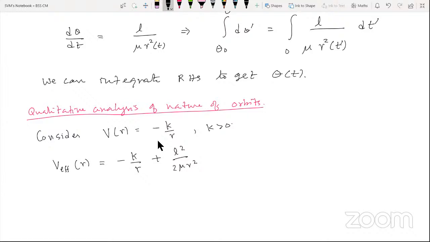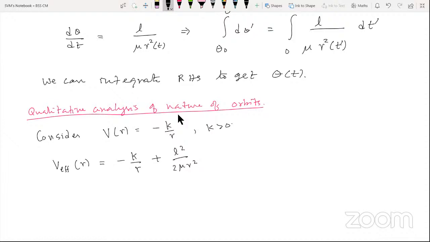Sir, this L square by 2 mu r square, why is it called a centrifugal potential? Because if you look at the centrifugal force, that is L square by mu r cube, right? So how did we get that L square by mu r cube? By mu r square theta dot, right? So that force, L square by mu r cube, is like a centrifugal force, correct? So that is why it has this kind of a name. If there is an angular momentum, there is an outward force. There is a force which is attracting towards the center, and there is a force that is pushing it out of the center, and that is usually the centrifugal force.